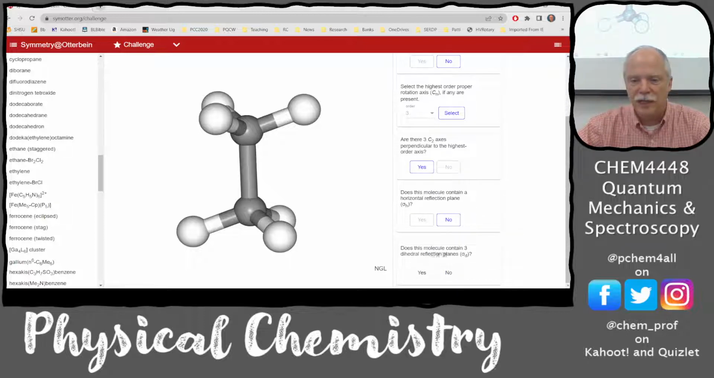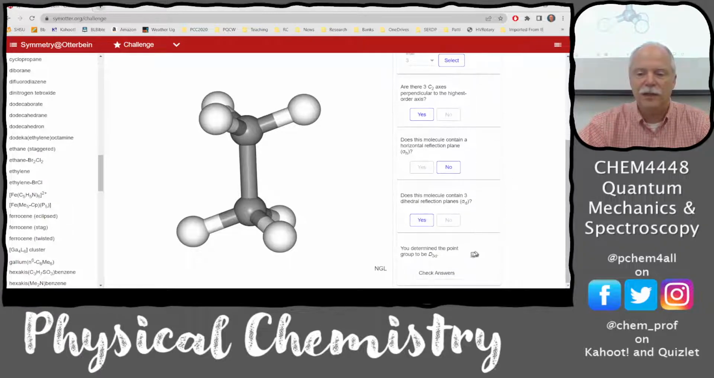Does this molecule contain 3 dihedral reflection planes? So look at the plane of the paper, right? This front hydrogen can reflect into the back, and this front hydrogen can reflect into the back. So the plane of the paper is a reflection plane, a vertical reflection plane. And there's 3 of those. So if I have one for this hydrogen that contains that hydrogen, I also have a reflection plane that contains this one and a reflection plane that contains that one. And so I have 3 vertical reflection planes, and so we'll say yes to that one. So you've determined the point group to be D3d.